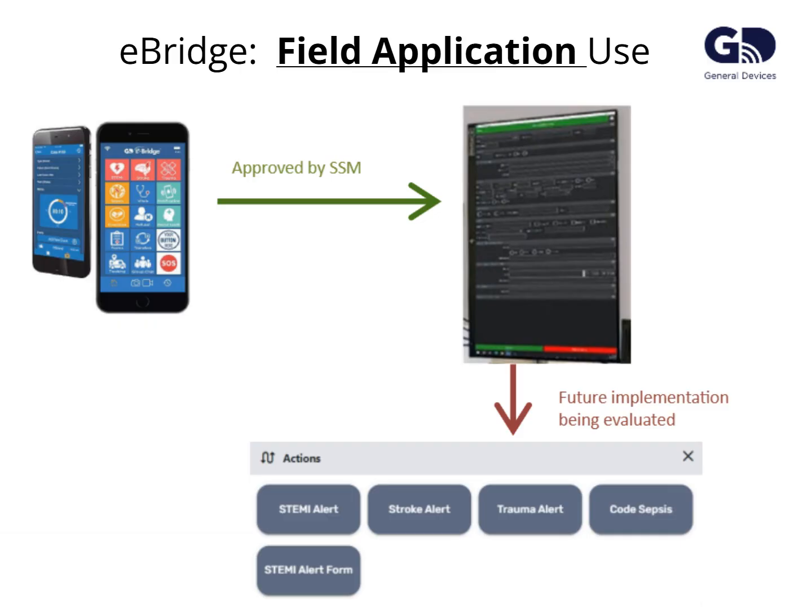eBridge is a multi-phase system for broad communication. In this section, we will talk about the approved functions of eBridge. EMS, for no charge, will be able to download the eBridge app on any smart device and provide a large amount of information to the receiving hospital. The downstream abilities of eBridge are briefly explained in the eBridge downstream section of this training.